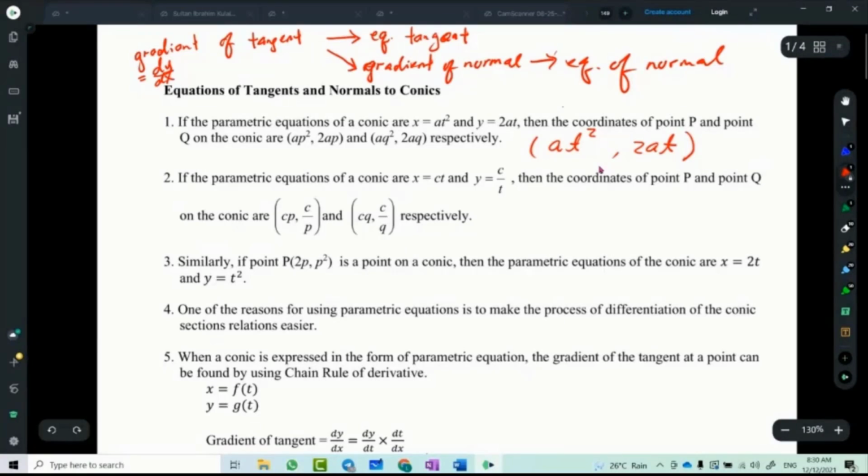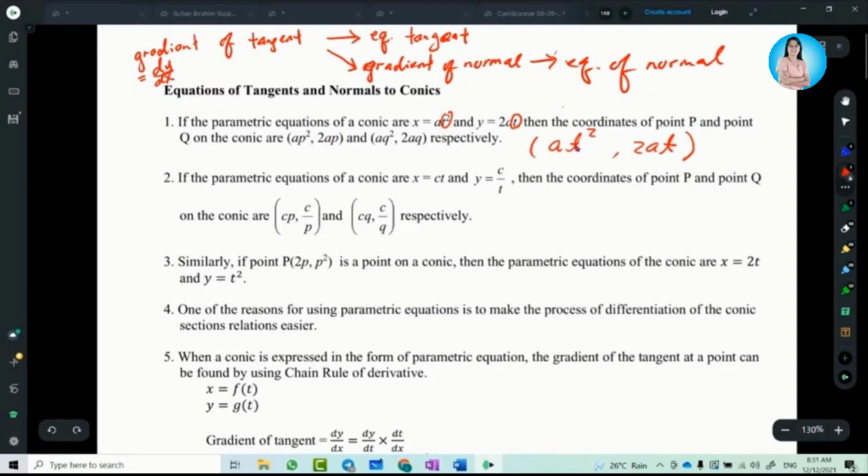This parametric equation, the parameter is t, ya. So t will change. A adalah constant. A dia takkan ubah. T adalah parameter. So A tak akan ubah, T yang ubah. But if you have a special point, okay, like special point P, special point Q. So when you come to a special point P, then the parameter akan ikut alphabet yang point P tu. So means the coordinate for point P, kita namakan dia sebagai ap squared, 2ap. Okay, ini parameter akan ubah mengikut point dia.